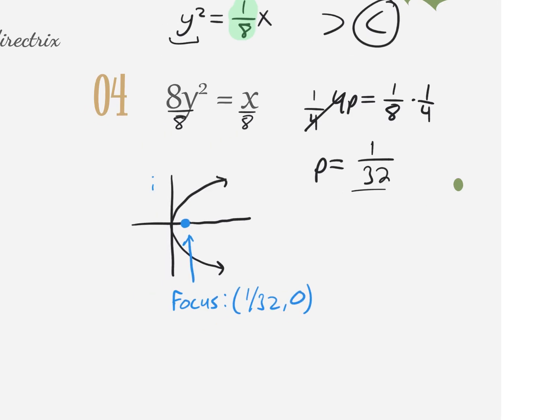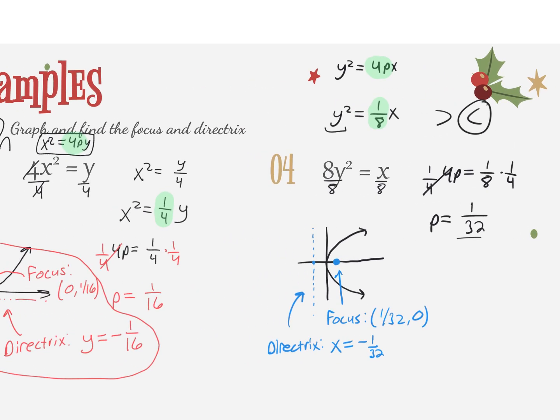And then I need a directrix away from the graph, right? And that is our directrix. And then as the equation of a line, it crosses the x-axis. So I'm going to say that this is x equals negative 1/32, right? And so that's all you have to do, right? So hopefully pretty simple.